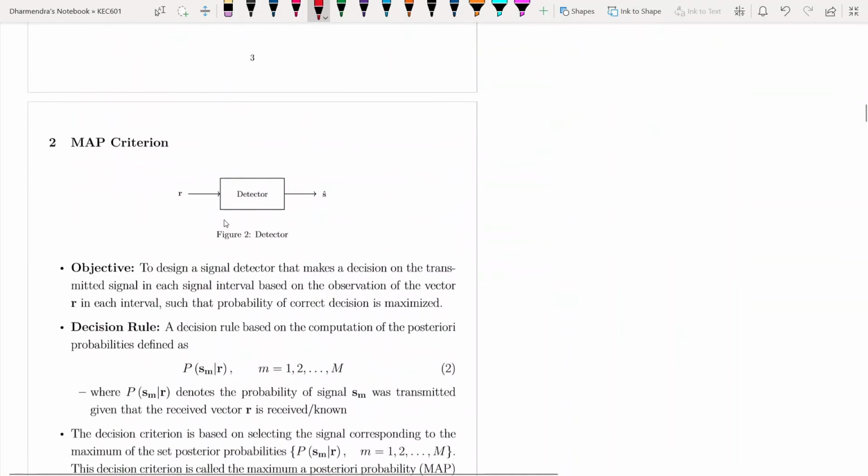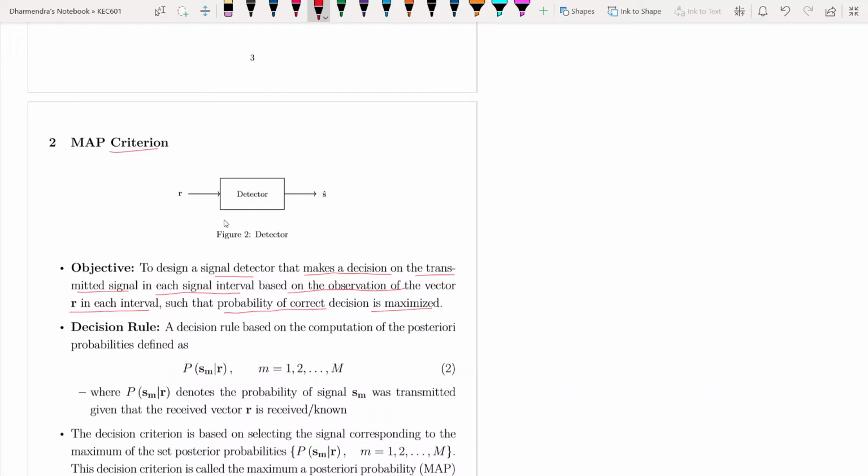Now I will discuss the MAP criterion. What was our objective behind the optimum detector? It is to design a signal detector that makes a decision on the transmitted signal in each signal interval based on observation of the received vector, such that it is optimum in the sense that the probability of correct decision is maximized, or the probability of wrong decision is minimized.